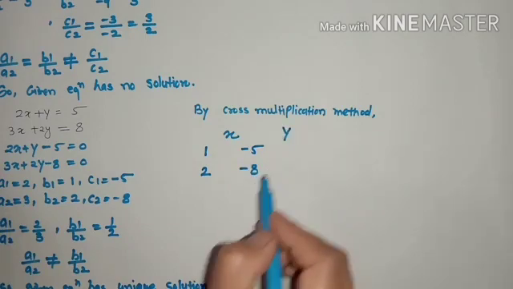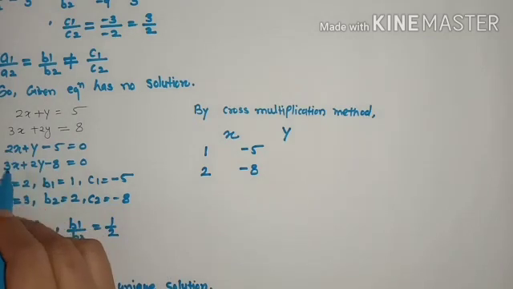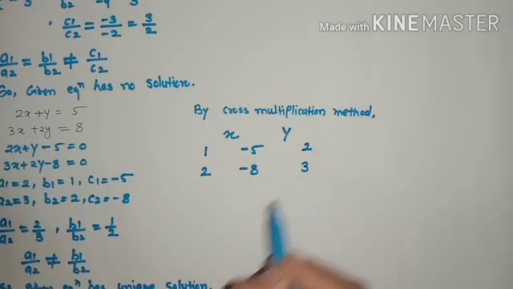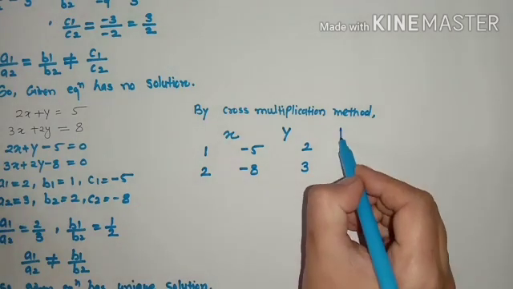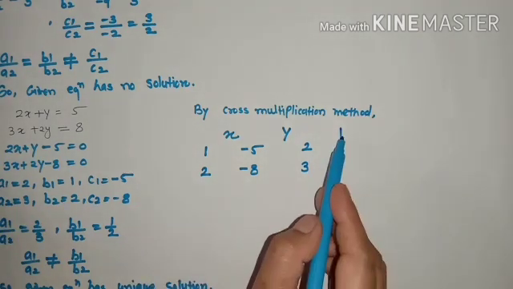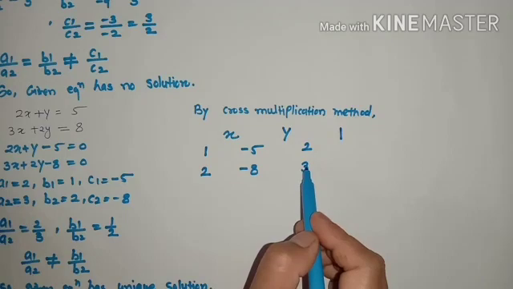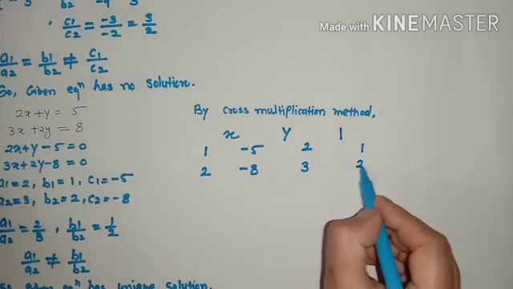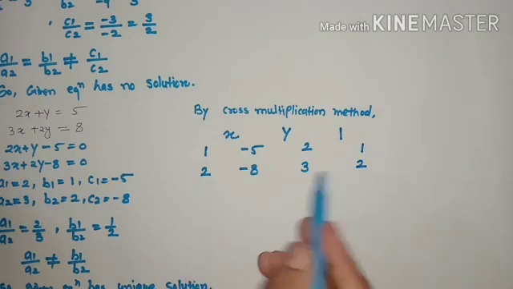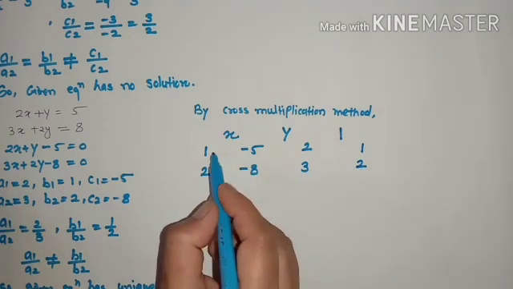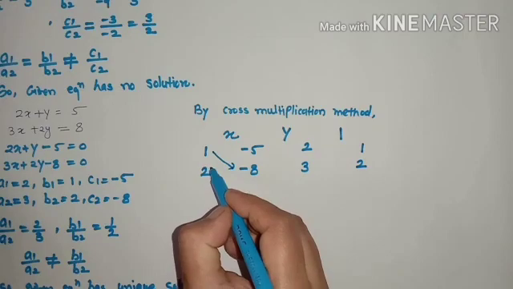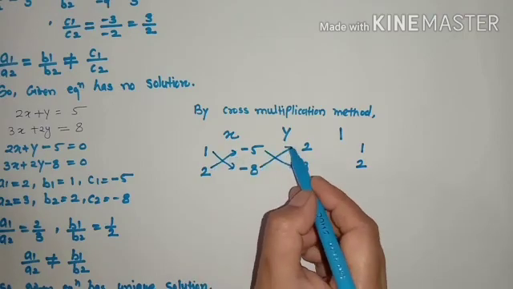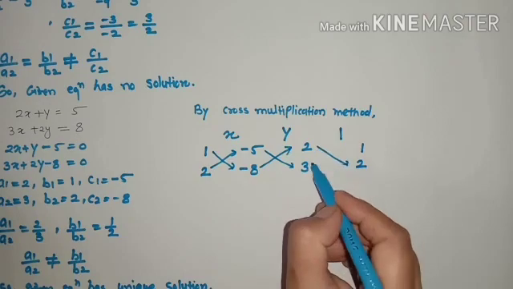And behind y we will write the constant term and coefficient of x. The coefficients of x here are 2, 3. And 1 upon, behind this one we will write the coefficient of x and coefficient of y. It means 1 upon 2. Just remember this process, students. Now you just have to multiply these coefficients using the cross multiplication method.